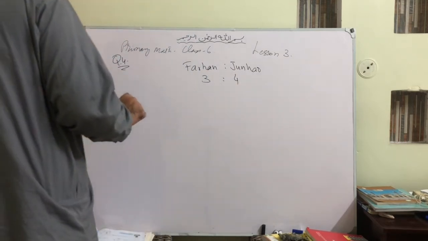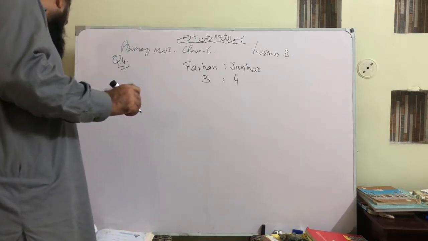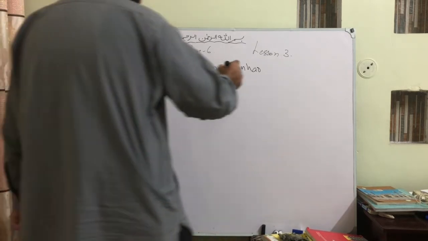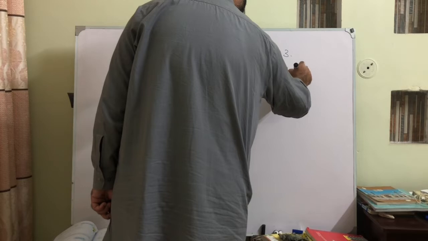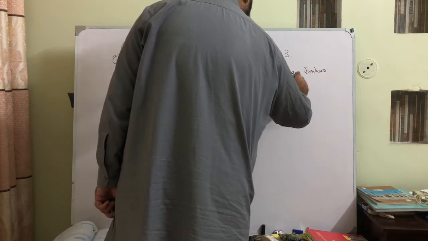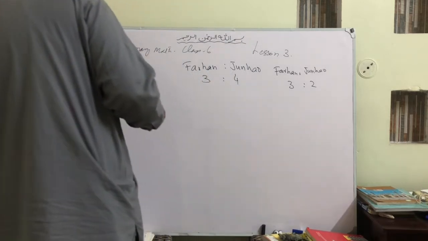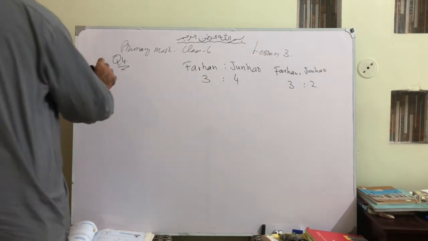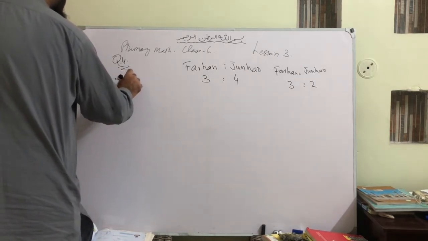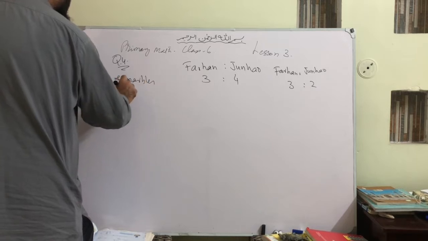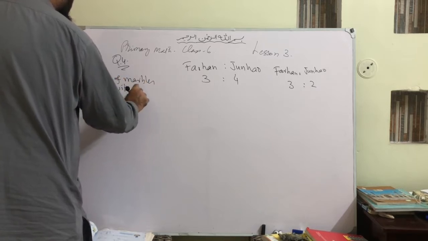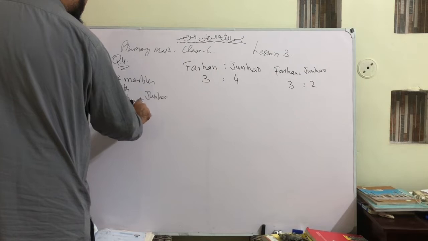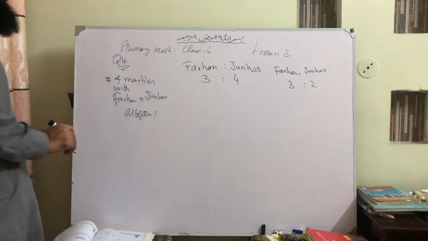Then what happened? After Farhan bought 15 more marbles, the ratio changed and it became 3:2. How many marbles did Farhan and Junhao have altogether at first? So we need to know the number of marbles with Farhan and Junhao altogether. Altogether means we need to add up, okay.